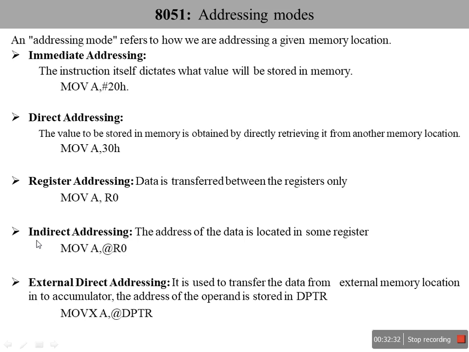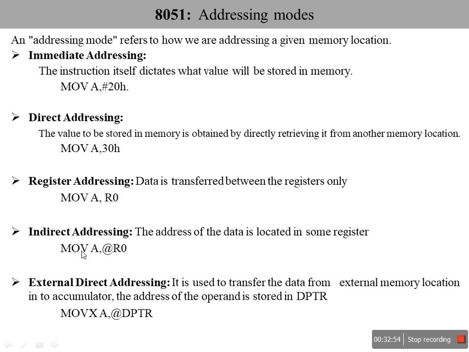The fourth one is indirect addressing mode. Here the address of the data is located in some register. The instruction says here MOV A, @R0. That means here the address of the operand, the address of the data, is stored in some register R0.